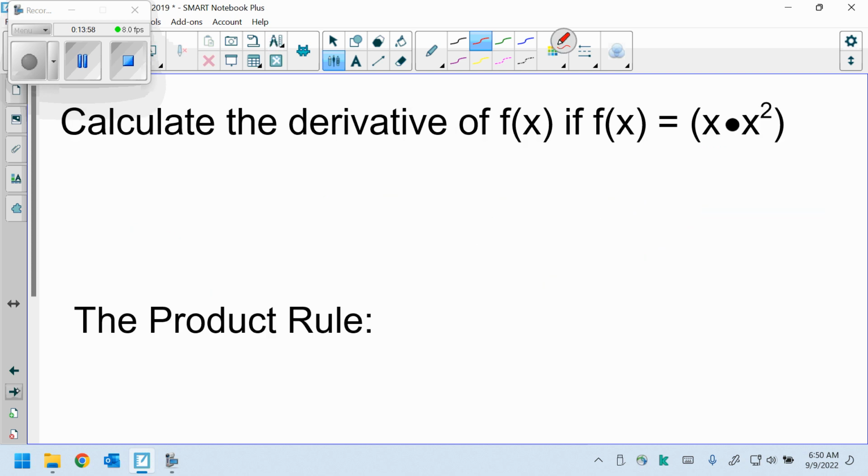Well, now let's calculate the derivative of x times x squared. Well, you probably listened to what I said before. And what I said before is, let's simplify first. This would be x to the 3rd. And so what's the derivative? What's f prime of x? And that should equal 3x squared.